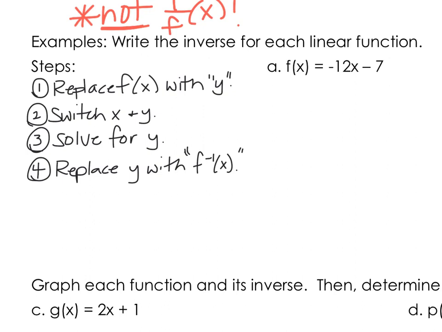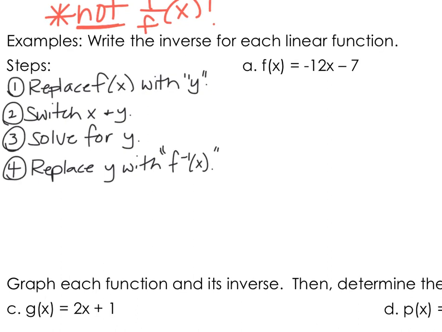Then to show the inverse part, we switch the x and the y variables around. Everything else will stay the same. But from here, step 3, we want to actually get that y value back by itself again. So we're not switching anything this time, we're going to solve for y. Once you isolate that y variable, we'll replace y with f inverse of x, and we've created the inverse for a linear function. Let's see how this works over in example A.